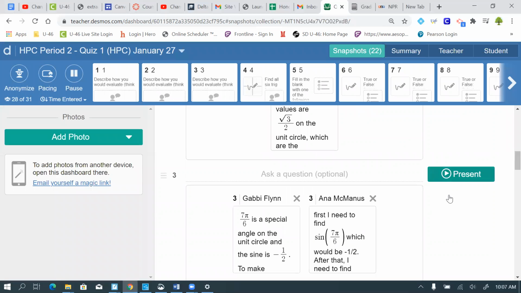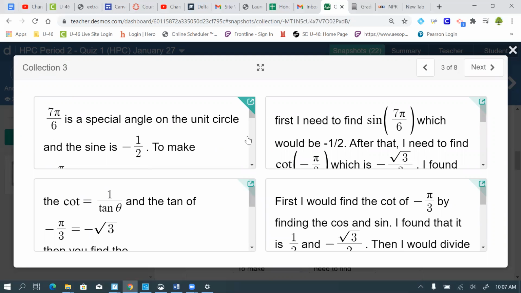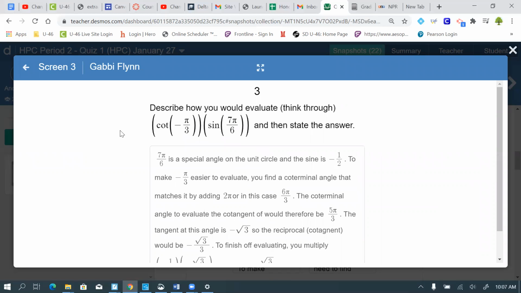For slide 3, we are starting with Gabby again. Find, evaluate, which means find the value. So take this times this. And 7 pi over 6 is a special angle. Correct. And it has a sine of -1/2. That's correct.